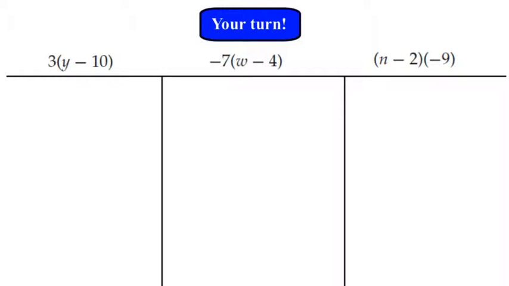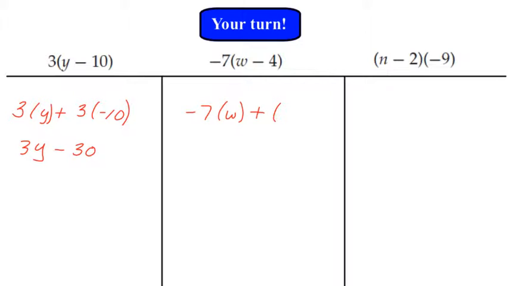Alrighty, hope you tried those. Let's take a look at how you did. On the left-hand side, we're going to get 3 times y plus 3 times negative 10. So this gives us 3y. 3 times negative 10 is a negative 30. In the middle, we have negative 7 times w plus a negative 7 times a negative 4. And so the first term becomes negative 7w. The second term, negative 7 times negative 4, is a positive 28. So only one sign.